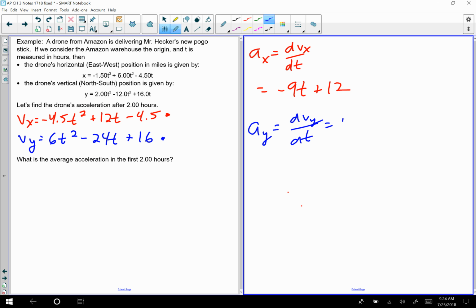So to find the acceleration after 2 hours, you just plug in your numbers, right? So our acceleration after 2 hours is, well, if I plug 2 in here, I'm going to get negative 18 plus 12, which is negative 6 in the x direction. And if I plug in 2 here, I'm going to get 0, right? So there's my answer. All right?